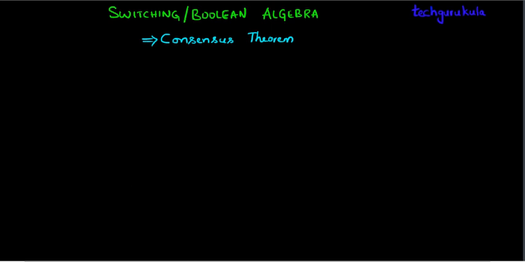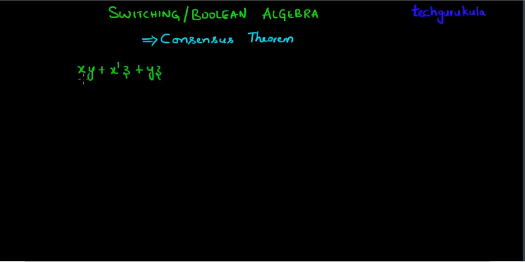In this video, as part of switching or Boolean algebra, we're going to see in particular the consensus theorem. What the consensus theorem states is, if you have a variable, let me take x, and if you have it like this, xy plus the x variable's complement times another variable z, plus yz.